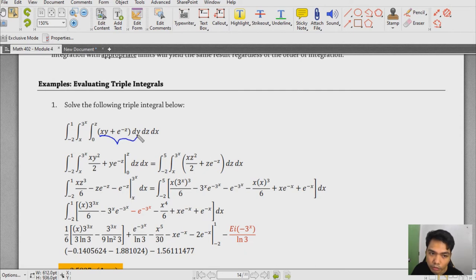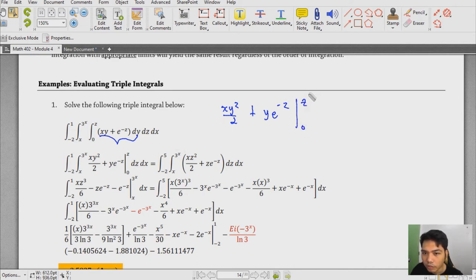So, for example, ito. Start with the innermost part by setting the rest of the variables as constant. So, let's do the first one. For this case, for dy, that means ang ating variable is y. So, let's have x and z as constants. So, we have x and then y squared over 2 plus y e raised to negative z. And that's it for the first answer. The limits should be 0 to z.